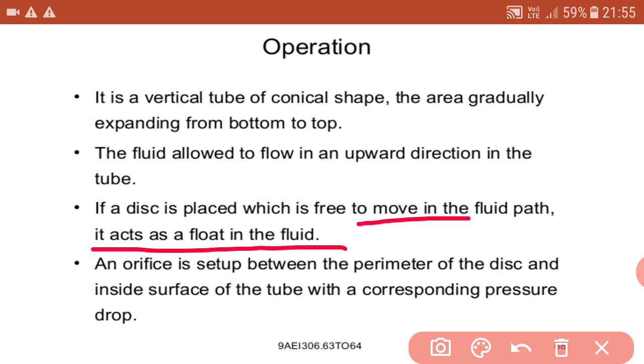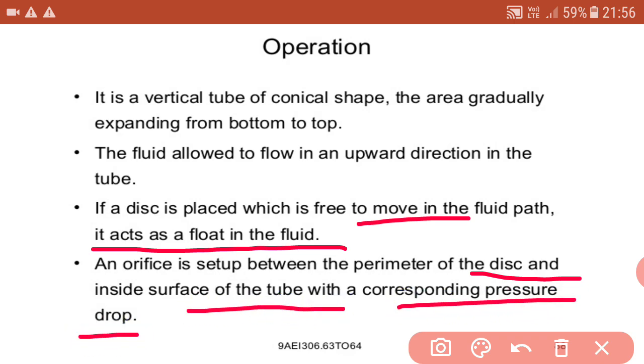So this disc is nothing but a float. It is free to move in the fluid path and acts as a float in the fluid, as we have seen in the figure. An orifice is set up between the perimeter of the disc and the inside surface of the tube, with a corresponding pressure drop.